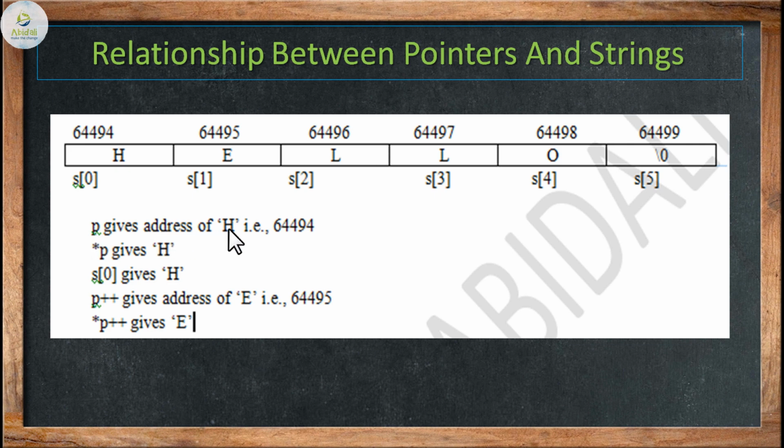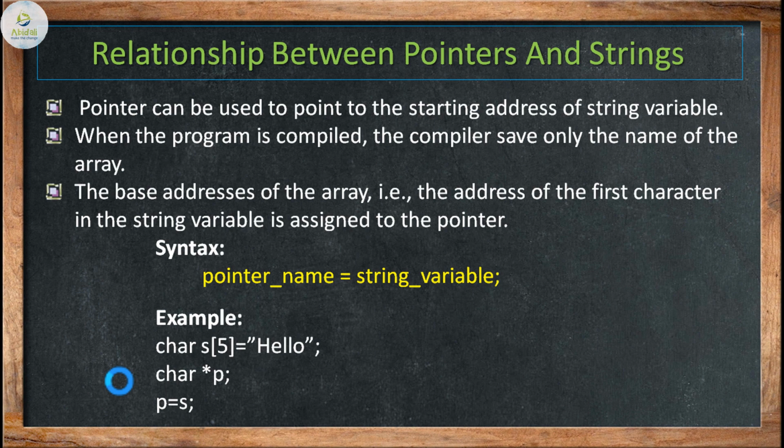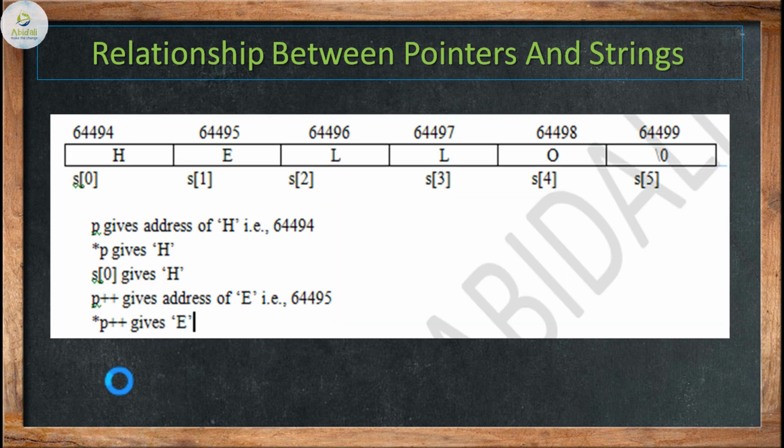P gives the address of H, that is, when I have assigned P is equal to S, P will give the address of H, that is nothing but 64,494. What is the value at P, that is, the value at the particular address 64,494? It will give me H. The next statement, value at P, gives me H. S of 0 gives me H; both are the same.